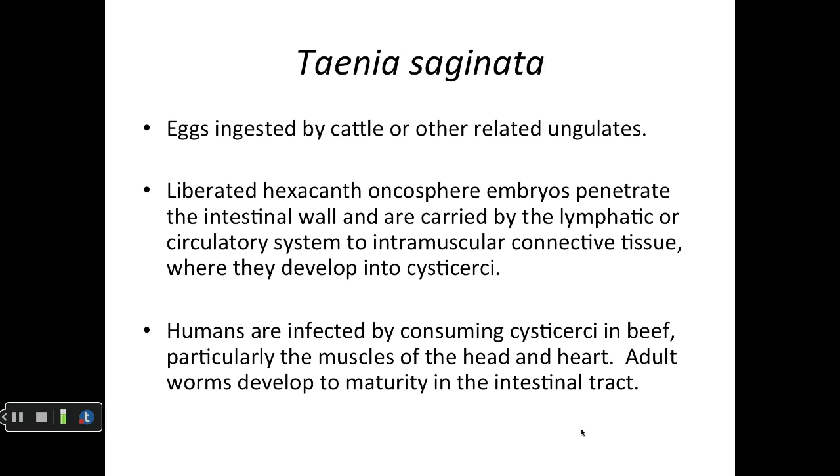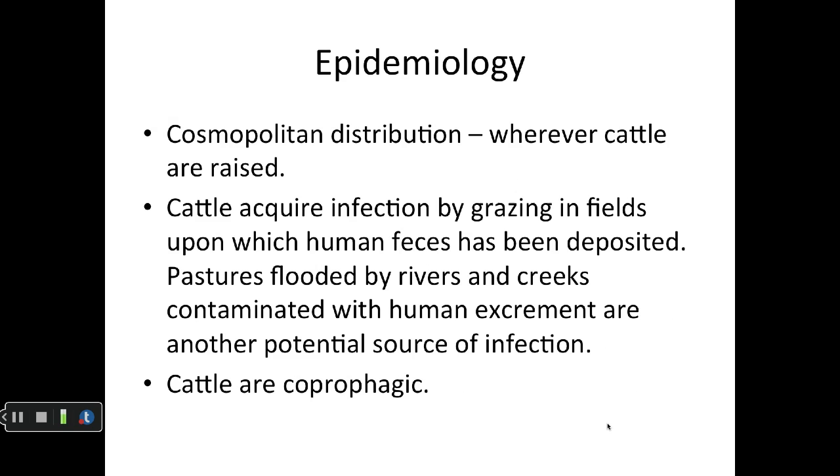Humans then are infected by consuming cysticerci in undercooked or raw beef. And in cattle, the muscles of the head and heart are especially heavily infected in a beef cattle that has picked up this infection. In the human, though, after swallowing the cysticerci, the protoscolex evaginates, attaches to the lumen of the small intestine, and develops to maturity. So there is a cosmopolitan distribution. Wherever cattle are raised, this infection can occur.